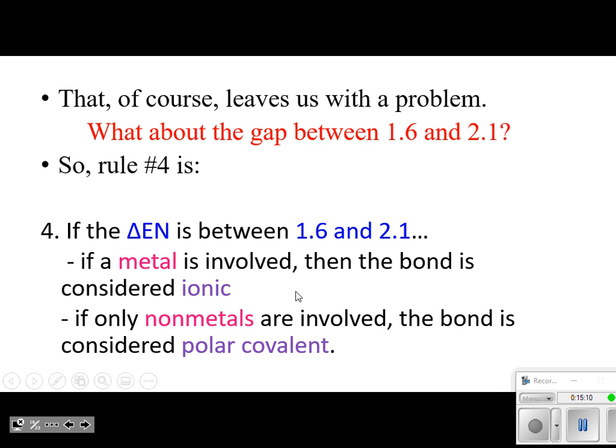Now, you're going to ask, what about a metalloid? I'm going to show you that here in a little bit and how I do that, because this does not say anything about a metalloid. It says a metal or a nonmetal. I'll show you how I do the metalloids here in a minute.